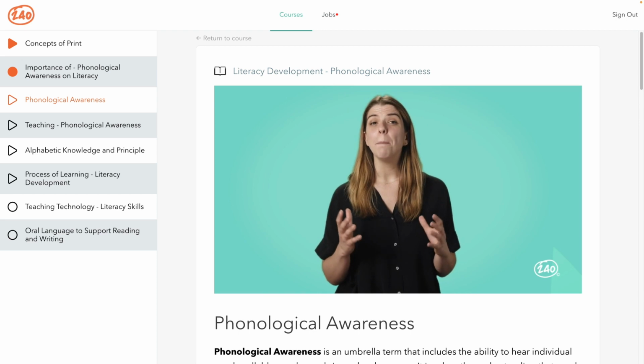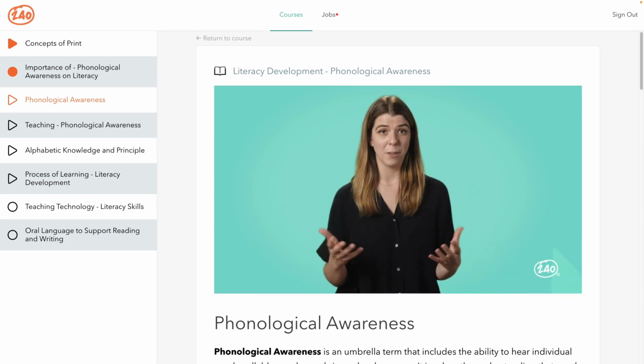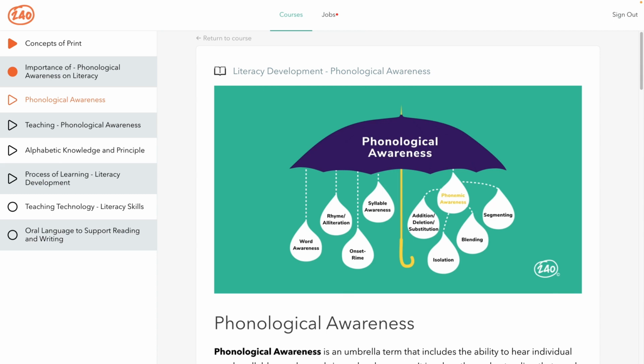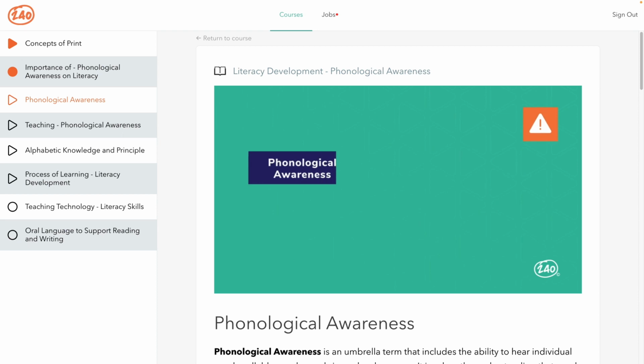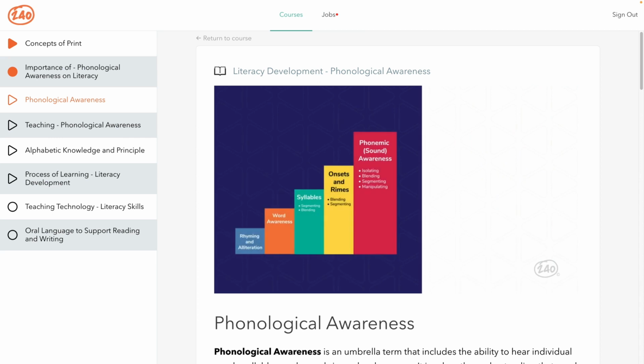There is often a misunderstanding that phonemic awareness and phonological awareness are the same. Phonemic awareness is essentially a subcategory of phonological awareness. Phonological awareness encompasses the ability to recognize individual phonemes, but also syllables and words. Phonemic awareness refers only to the ability to hear and use individual units of sounds or phonemes. Phonological awareness typically develops in a simple to complex progression.